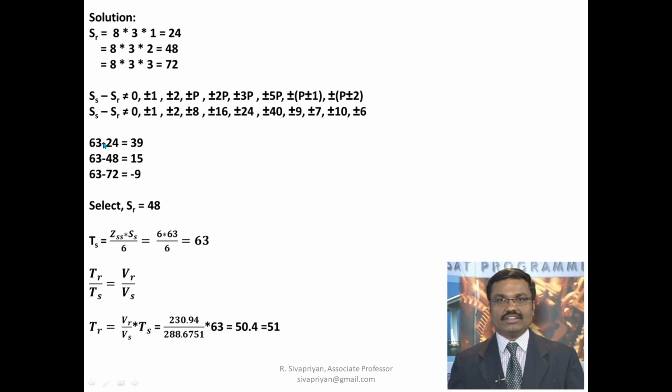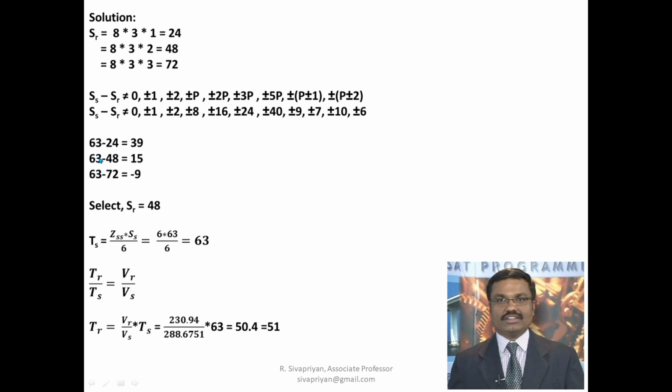Now we know the stator slot. How many stator slots? SS is 63. Now we will select first rotor slot 24. So 63 minus 24 is 39. The difference is very huge, so we will neglect it and go to the next one. Next one is 48. 63 is the stator slot given in the problem statement, 48 is the choice of rotor slot. So the difference is 15. Keep it. Then check the third choice: 63 minus 72 is minus 9.